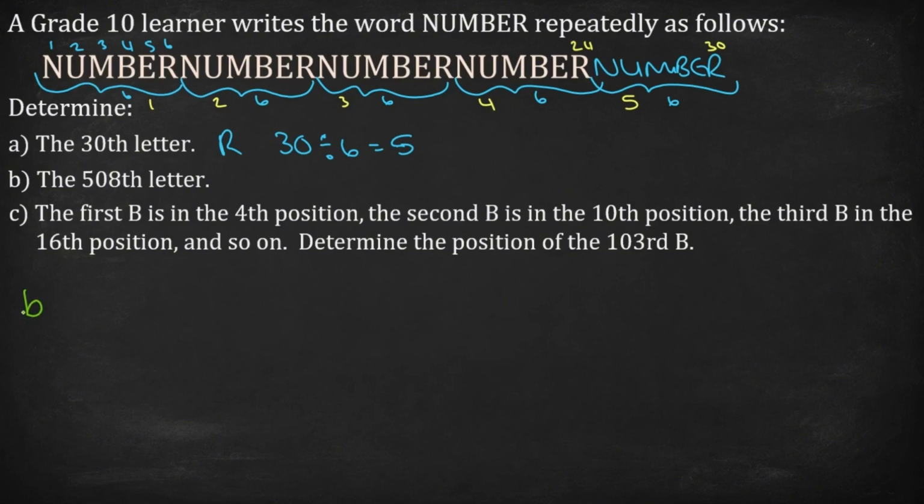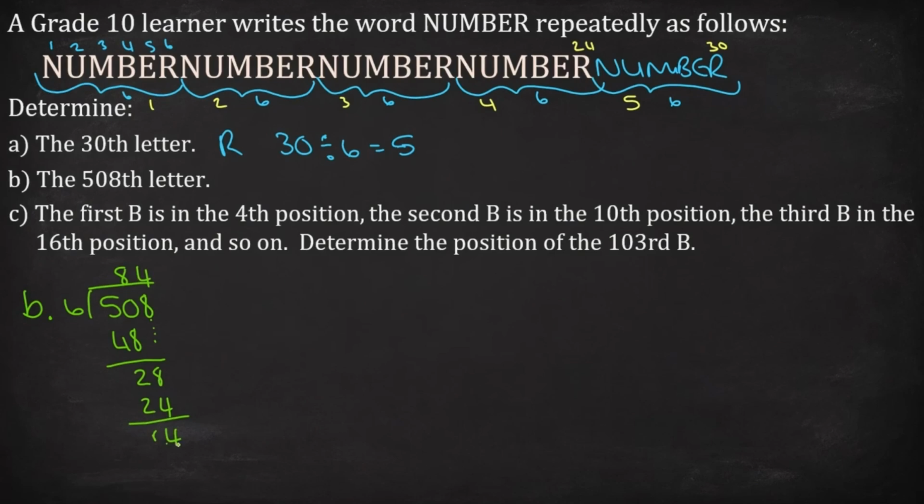For question B, we have to determine the 508th letter. I'm going to take 508 and divide it by 6, and the reason why is because this pattern repeats itself every 6 letters. 6 goes into 5? No, it can't. So 6 goes into 50 8 times. 8 times 6 is 48. Let's subtract, that is 2, then we bring down the 8. 6 goes into 28 4 times, and 4 times 6 is 24, and that leaves us with a remainder of 4. So what does this 84 with a remainder of 4 actually mean?